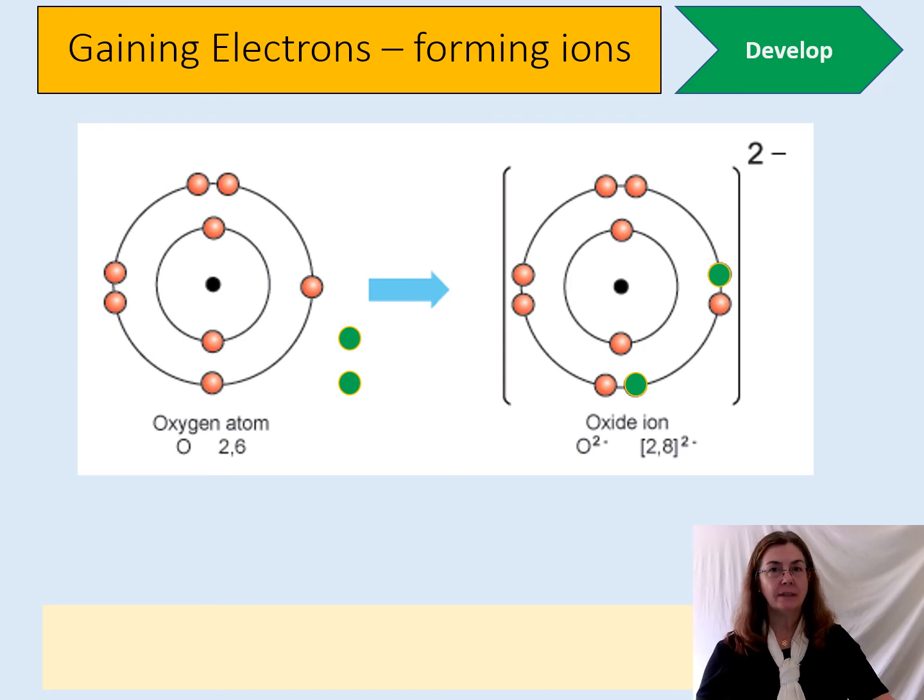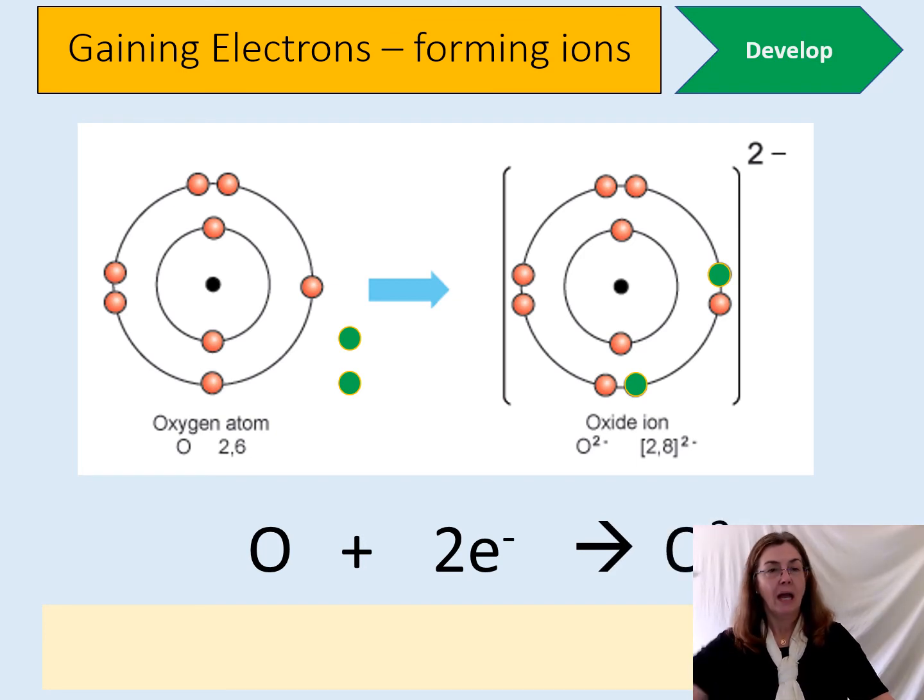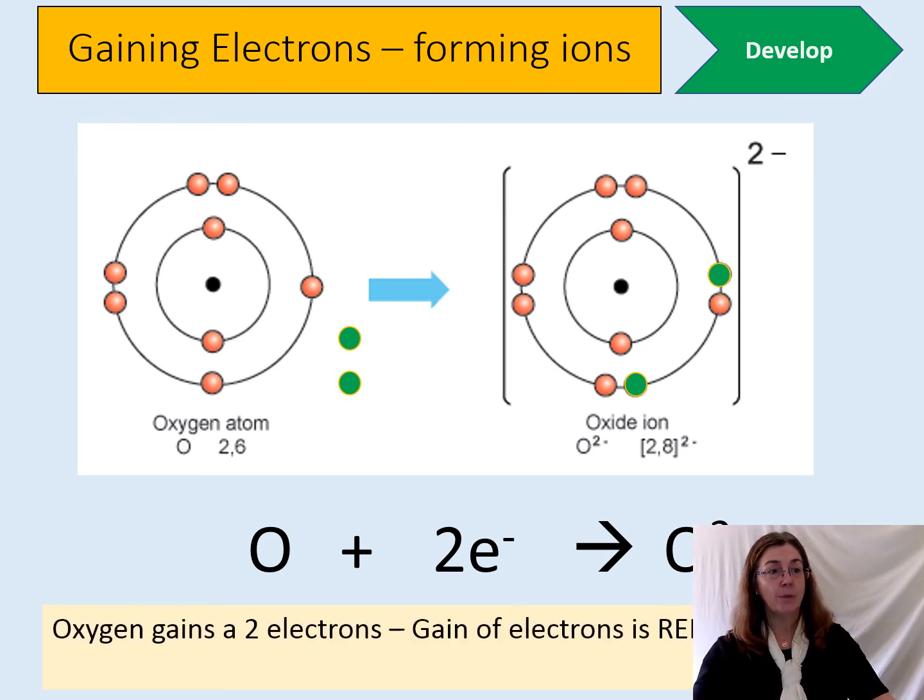How do we write that? Chemistry shorthand, we'd say the oxygen atom has gained plus 2 electrons, 2 e minus, and it gives us O2 minus, so it forms O2 minus. And the words that go with that, oxygen has gained 2 electrons. By definition, gain of electrons is reduction, and so the oxygen has been reduced.